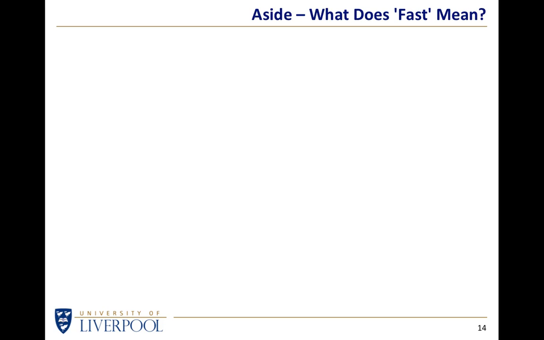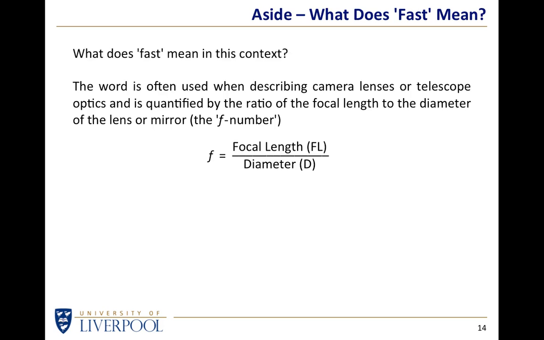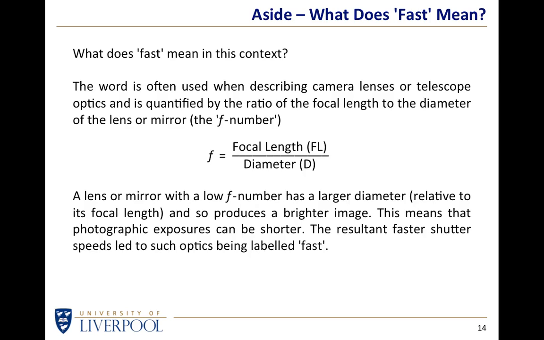Fast is a term that's used in optics, especially in photography, which means a large diameter for a given focal length. In other words, the F number, which is the focal length of any optical system divided by the diameter, gives us an idea of how much light is actually arriving at the sensor. And what we want is a large diameter for a given focal length. In other words, we want this particular number to be quite small. The smaller the better in terms of catching faint objects.